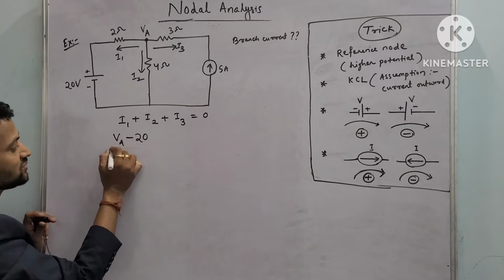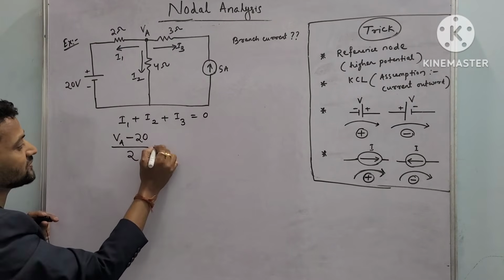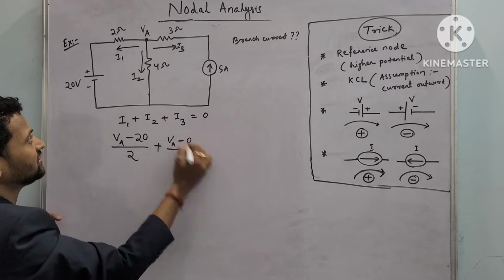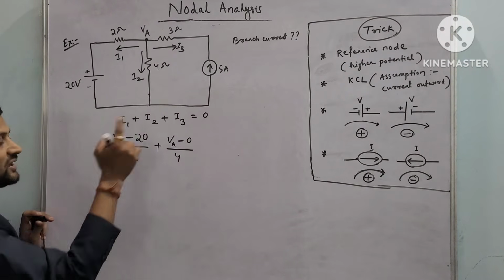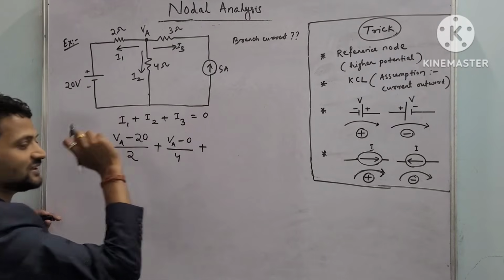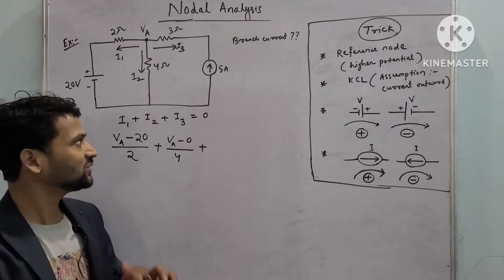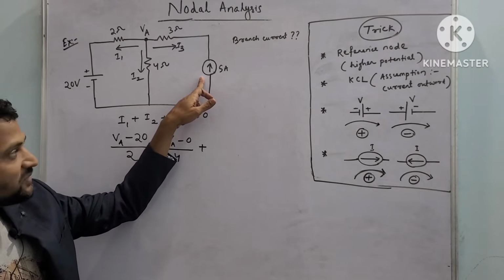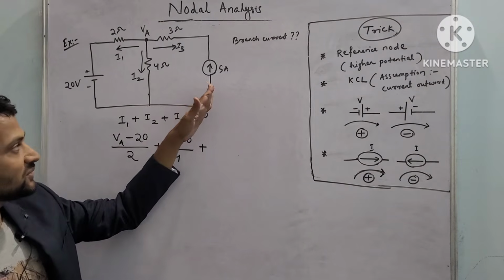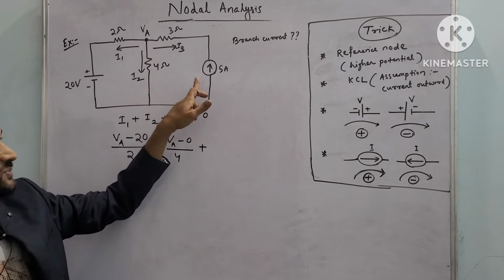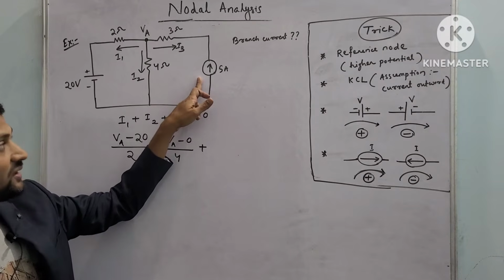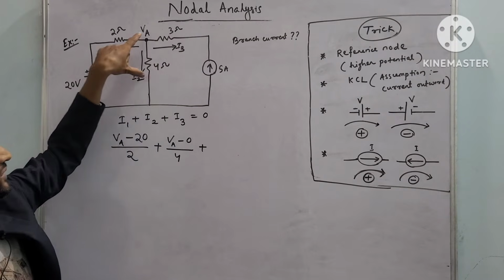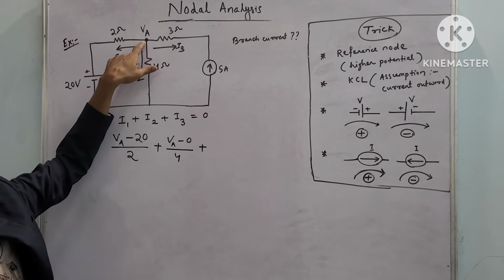So it is VA minus 20 upon the resistance, 2, plus, here the change in potential is VA minus 0 upon the resistance, 4. Next, what about I3? For I3, there is no need to take the potential difference, because a current source is already given. That means 5 ampere of current is flowing towards this node as per the question. In the question itself it is given that the current of 5 ampere magnitude is coming towards the node.